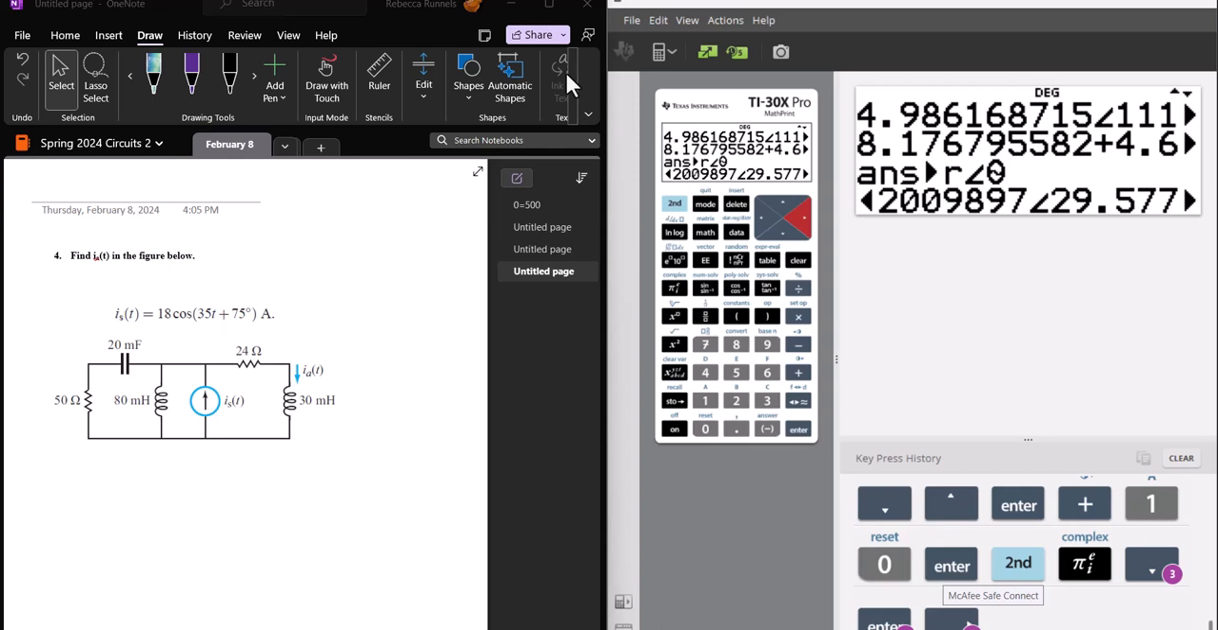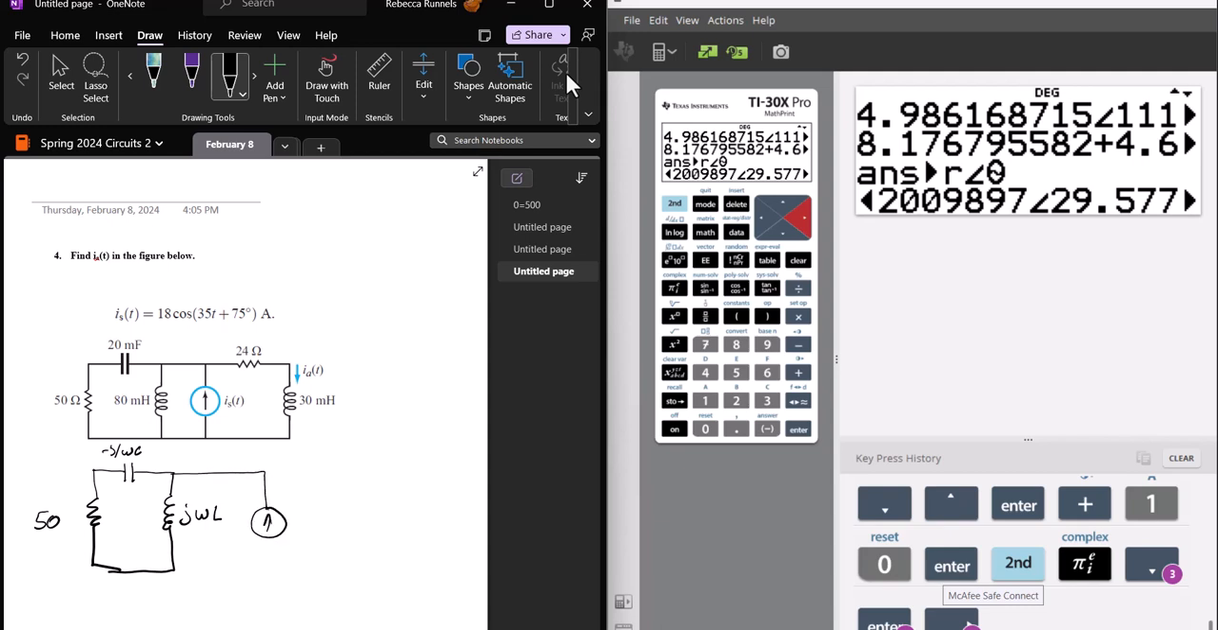Okay, so this one, we have to first transform to the phasor domain. And our job is to find IA. So we're going to leave the resistors just as they are, so that remains 50. The capacitor becomes minus J over omega C. The inductor becomes J omega L.